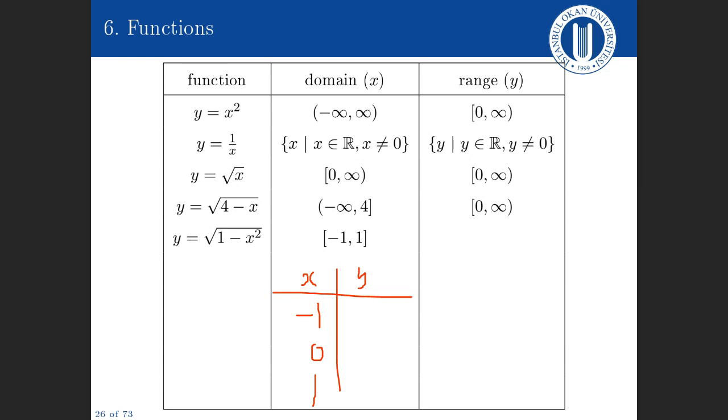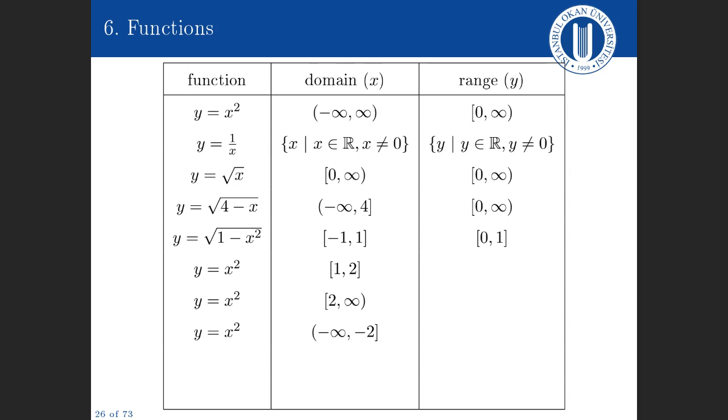If x is minus 1, we have the square root of 1 minus (minus 1) squared. That's y equal to 0. If x is equal to 0, we get the square root of 1 minus 0. The square root of 1 is 1. If x is equal to 1, then again we get y equal to 0. If x is between 0 and 1, or between 0 and minus 1, we're going to get some number that's between 0 and 1. So the range is going to be the closed interval from 0 to 1.